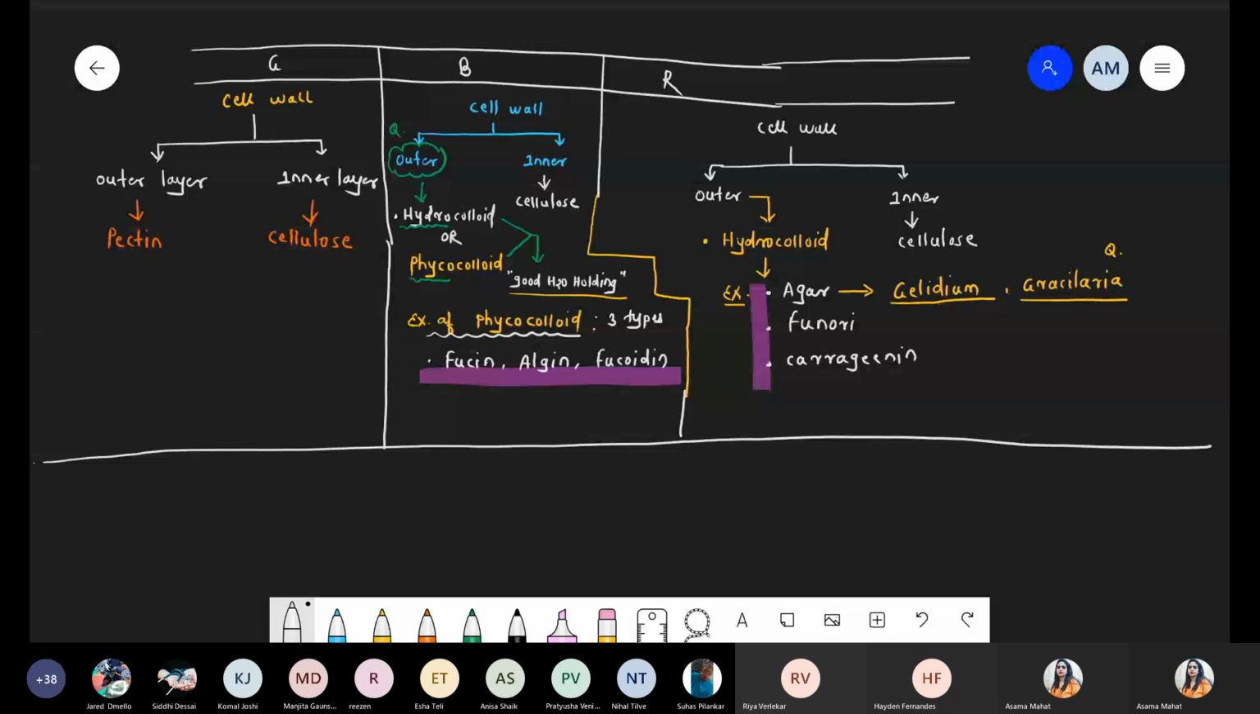So next part, after the cell wall, we are talking about the plastid. Again, green algae, brown algae, and red algae.